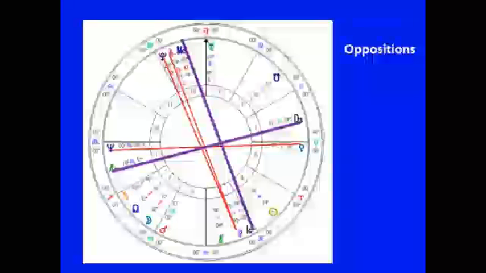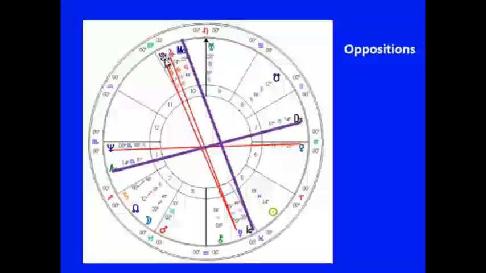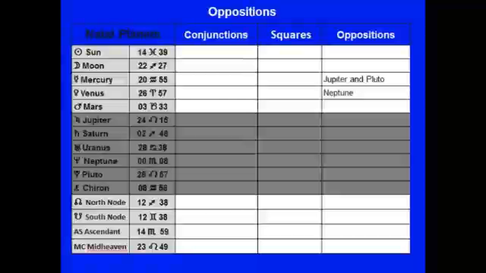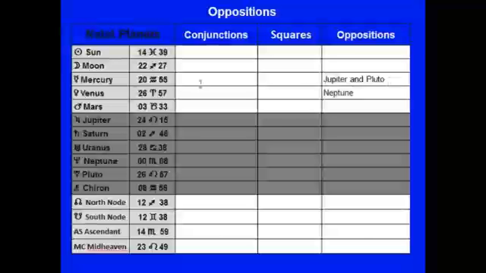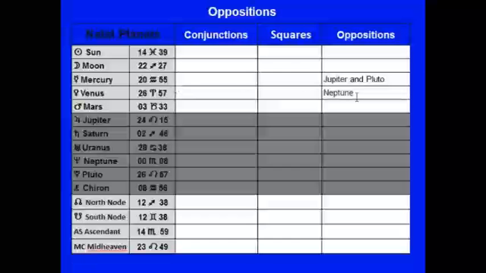So here we are looking at the oppositions. We've got Jupiter and Pluto opposite Mercury, and we've got Neptune opposite Venus. So we've got three oppositions that are showing up on this chart. And if we write them down, we would put Mercury opposite Jupiter and Pluto, and we'd write Venus opposite Neptune.